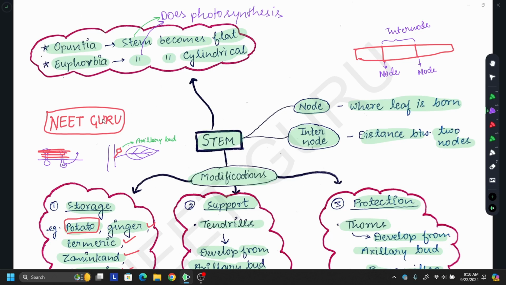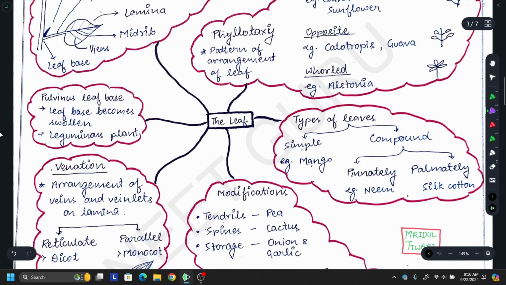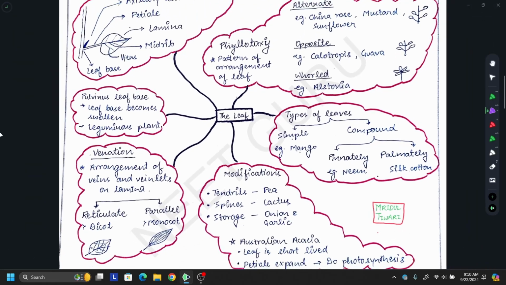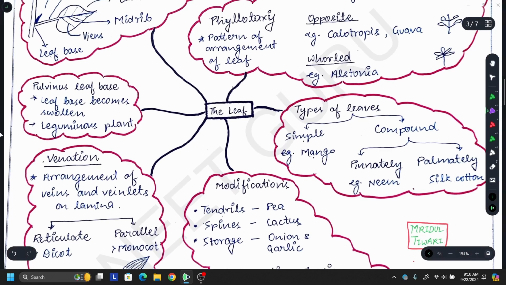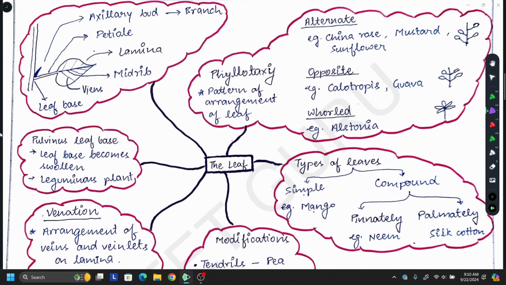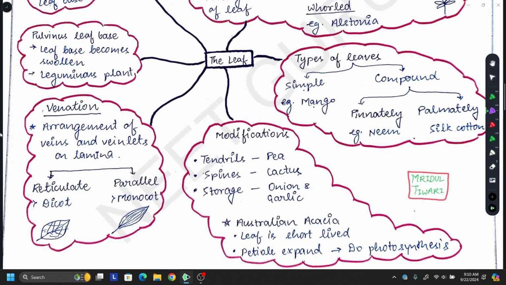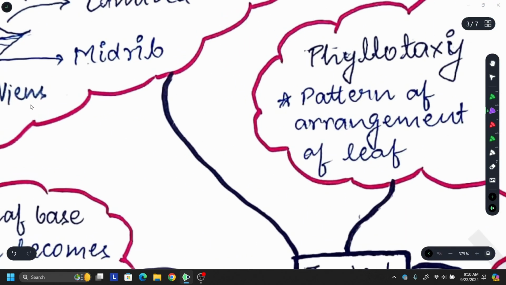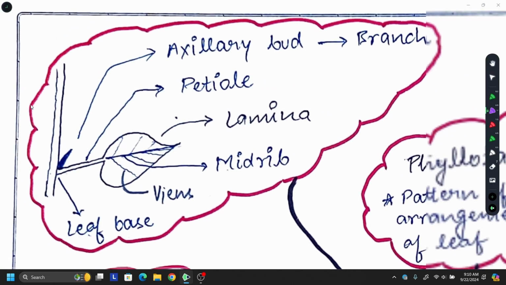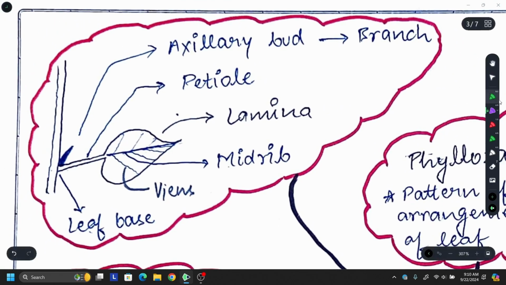Okay, now this is all about stem, and now we come to the leaf. So we are basically studying morphology of the flowering plants, or we are studying the organs and how they look, and what their modifications are. These are the things we are studying. So coming to leaf, the first thing we are going to study is the structure of leaf. Here you can see I have already shown you what the axillary bud is. Let's see first the structure of leaf.